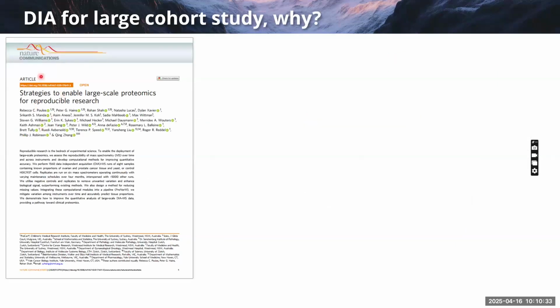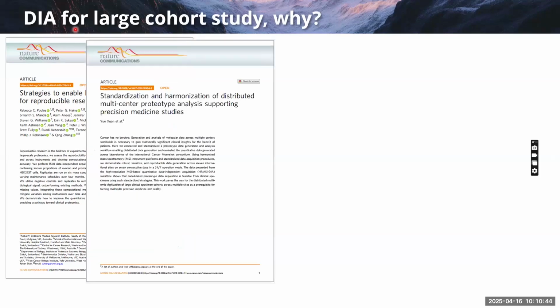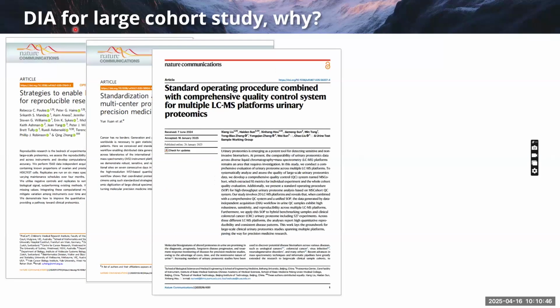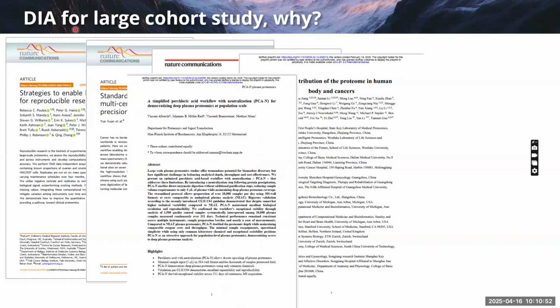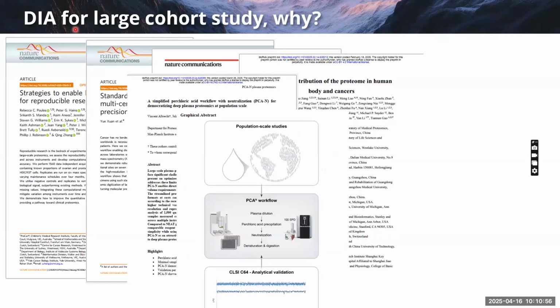So now, in my personal opinion, especially after 2020, DIA is more and more popular for larger cohort studies. Every year you can find a lot of papers that use the DIA method to do larger cohort studies. And this is a recent one from Professor Mann's group: 30,000 plasma samples in DIA runs.